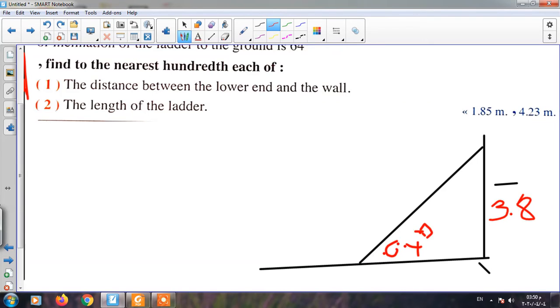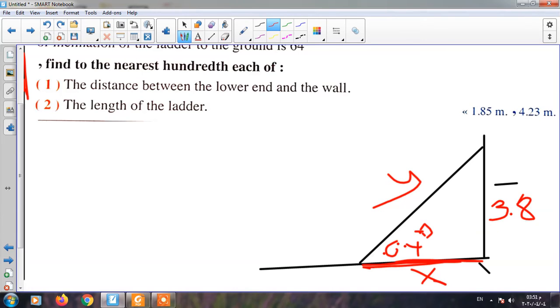He's asking to find two things. First of all, the distance between the lower end and the wall, so this part, X. And also the length of the ladder, say Y, okay? First of all, we start by finding the relation between here and here.